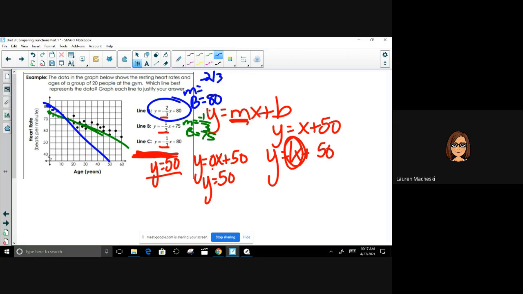Okay. Try this one. Check C. Your slope on C is negative 1/3. Your y-intercept is 80. Go check that one.